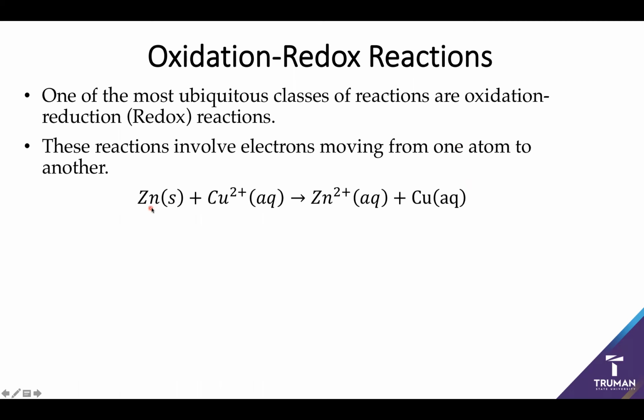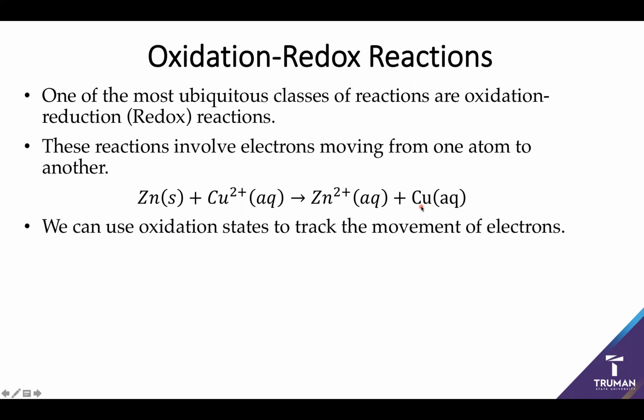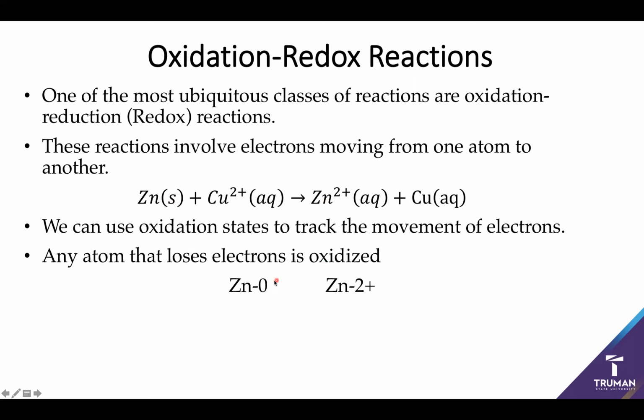So we can start with some place where it's fairly simple and obvious, where we have something like zinc and copper ions. Here we start with zinc having no charge, copper having a charge. The electrons can then move from the zinc, leaving a positive charge, to the copper. What we're going to do is typically use our oxidation states that we learned previously to help track the movement of electrons. So any atom that loses electrons is going to be oxidized.